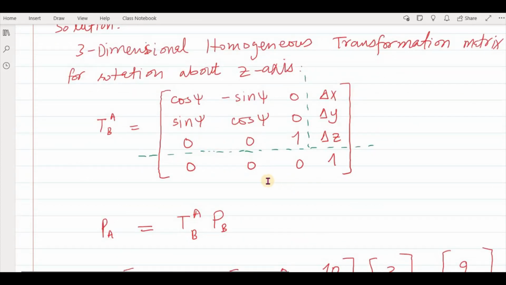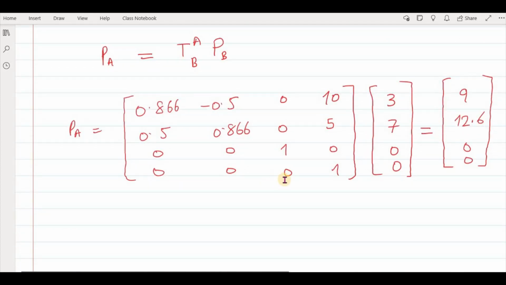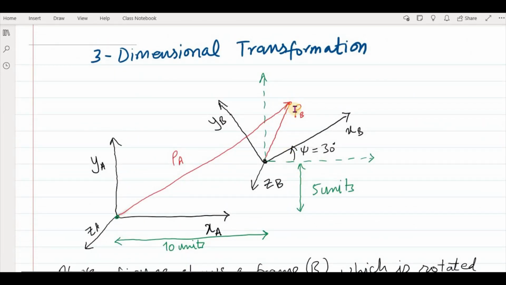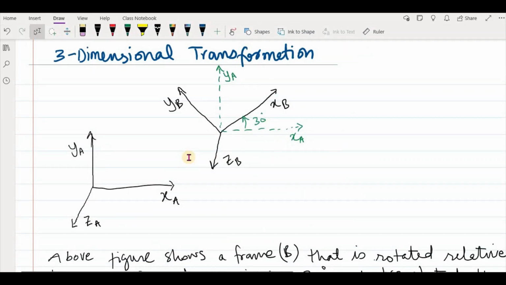So this is how you can use a transformation matrix to transform the frames, the coordinates, and eventually you will use these things to find the position of the end effector of your robotic arm in your reference frame, because the other frames, the joint frames, will be rotated at different angles, and what you are looking for is the position of this point in your reference frame.